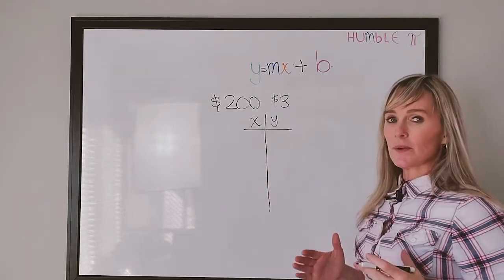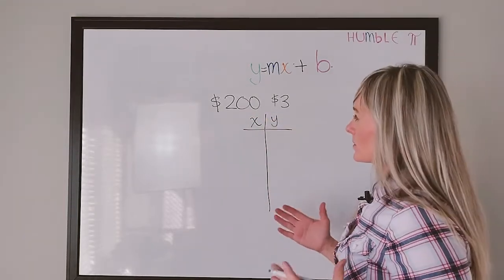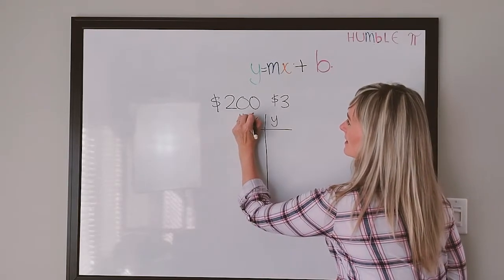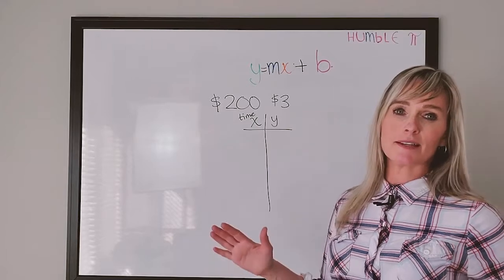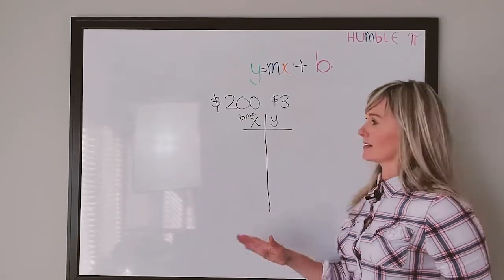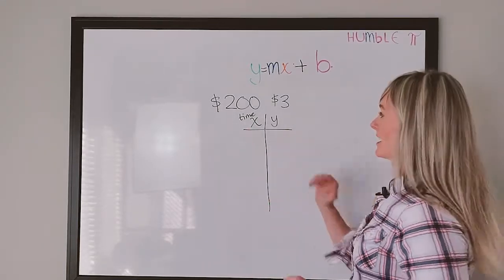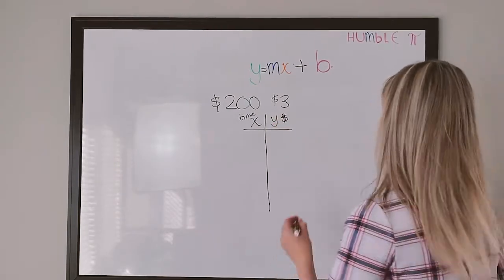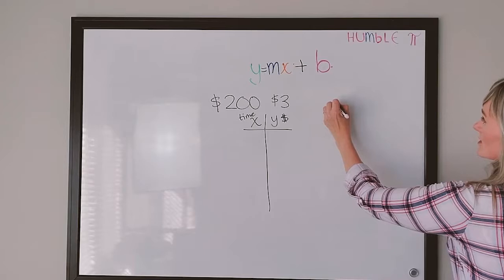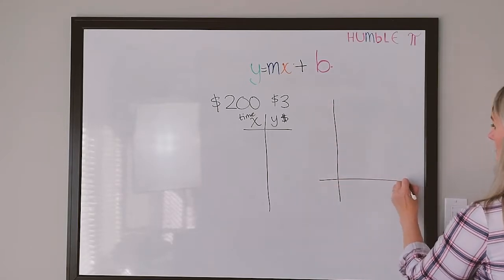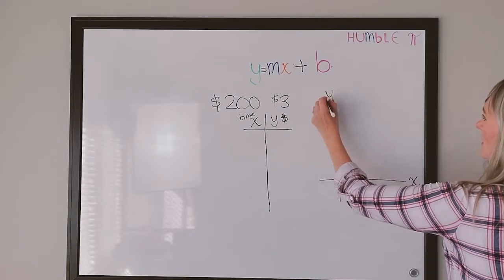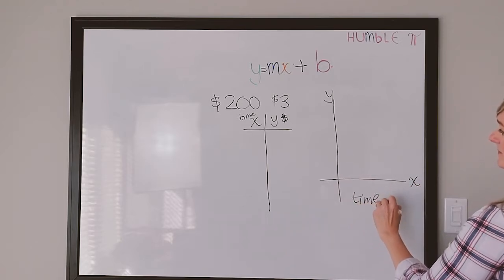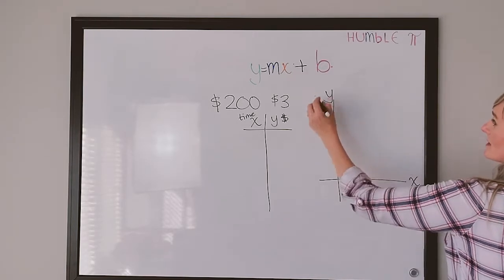So we know right away that we're talking about time. Time is marching on independently of whether or not the food truck is there. So that's our independent variable. And y is how much it's going to cost us. That's the money. So let's make a graph of x and y. So our x is going to be our time, and our y is going to be the cost.